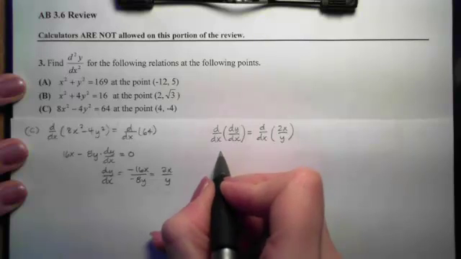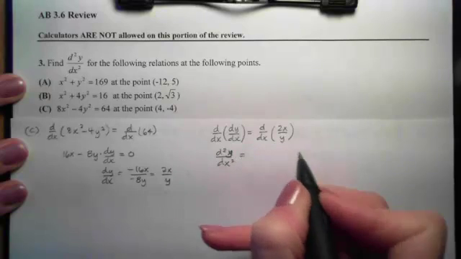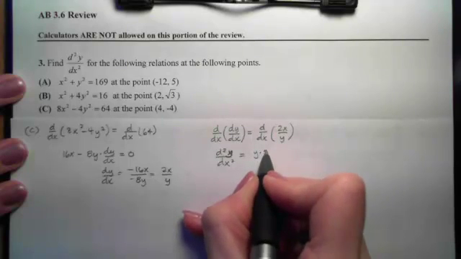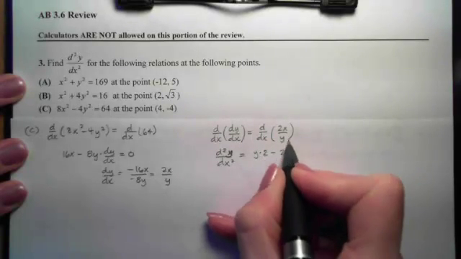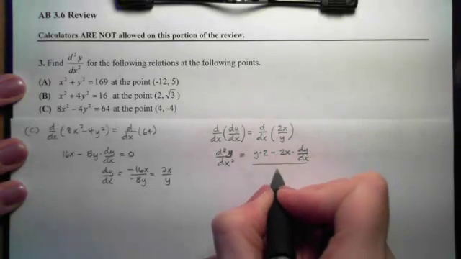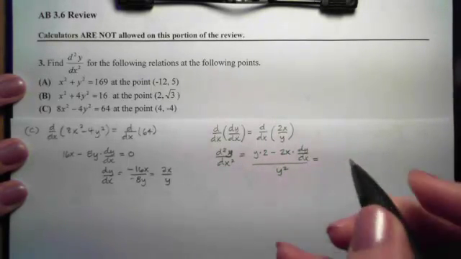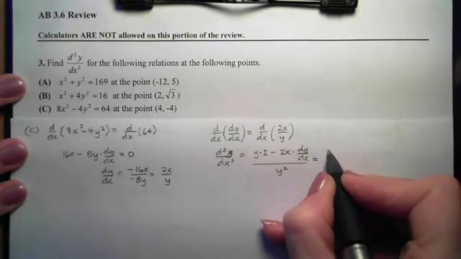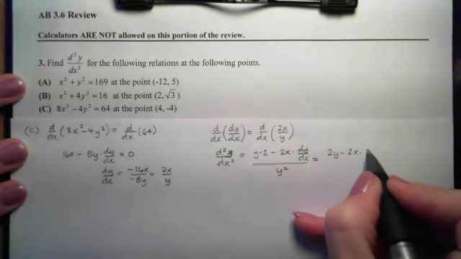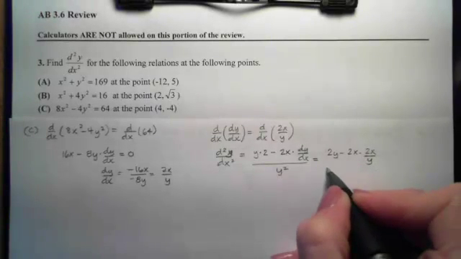So on the left, I will get the second derivative of y with respect to x, and on the other side, I'll need to perform the quotient rule. So I'll have low d high minus high d low. The derivative of the low is dy/dx over low squared. Again, like I did in part A and B, I will replace dy/dx with what it equals. So I'll have 2y minus 2x times 2x over y, and that's divided by y squared.